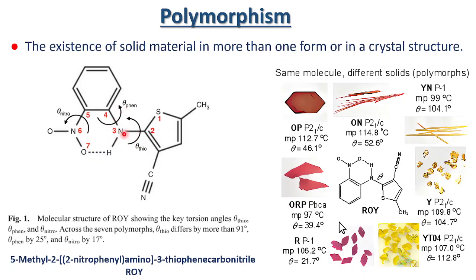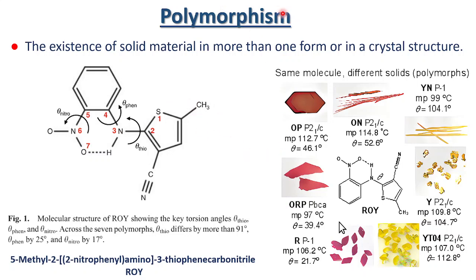So you can see here, this is simply a molecule. This is not the Phenobam molecule, this is ROY. Its common name is ROY and the IUPAC name is written here. This molecule, ROY, has 7 polymorphs. I have pasted here the space group and the rotation around these bonds. The NC bond is represented as theta.